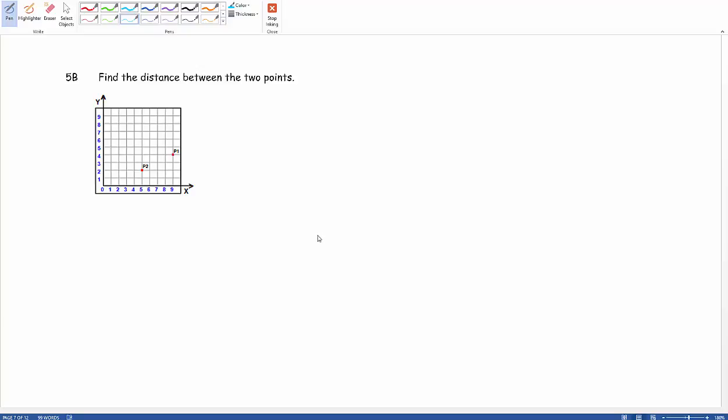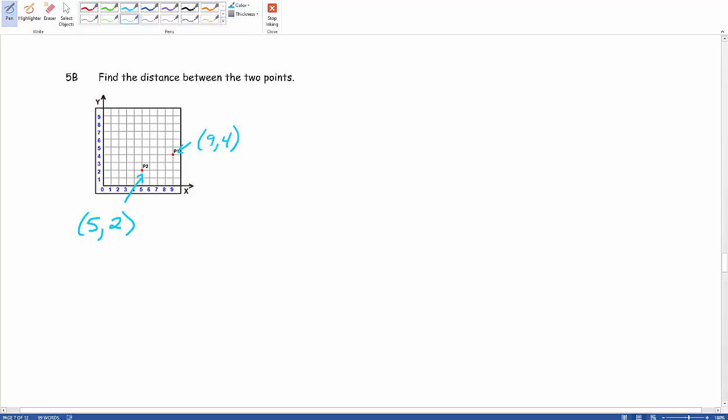Here we are at our Chapter 1, Target 5B. We're asked to find the distance between these 2 points. Now anytime we have these 2 points and we're trying to determine the distance between those, we first have to go ahead and start labeling those 2 points. So our first one happens to be (5, 2). Our other point looks like it is at (9, 4).